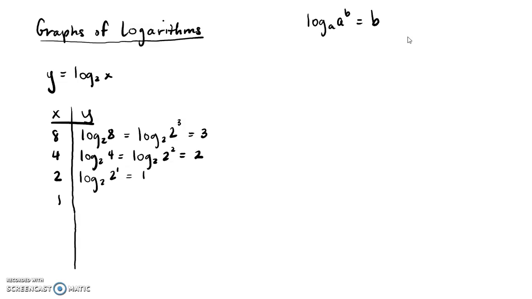And then we also talked about 1. Remember that any log of 1 is going to be equal to 0, or if you don't remember that, we can rewrite 1 as 2 to the 0, and the logarithm is the exponent, so that's equal to 0. Okay, so this gives us a pretty good start. Let's go ahead and graph this and see where we're at.